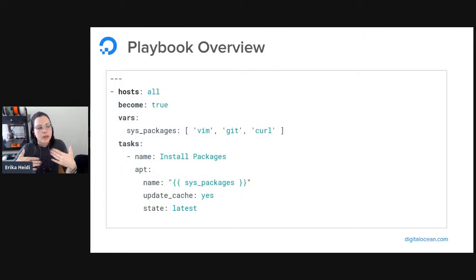Instead of passing a single package name to this task, I'm passing an array. This will make Ansible loop through the task, and it will run the task to install vim, then git, then curl. So this is basically how loops work in Ansible. I'm also telling the apt module to update the cache first, like running apt update. And I'm telling Ansible to install the latest version of these packages. This is also something that you can customize.